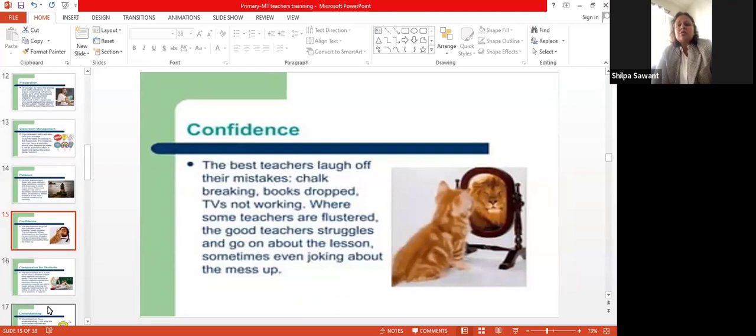Confidence, that is also important. The best teachers laugh off their mistakes, like if the chalk is breaking. I remember when I was teaching a topic on the French Revolution, and I was writing the important points, and the chalk was breaking and squeaking, and the students were laughing. I just turned back and said, there's a revolution here. Because I was teaching the French Revolution. There is a chalk revolution here. And the students started laughing. I said, okay, coming back to the French Revolution now.